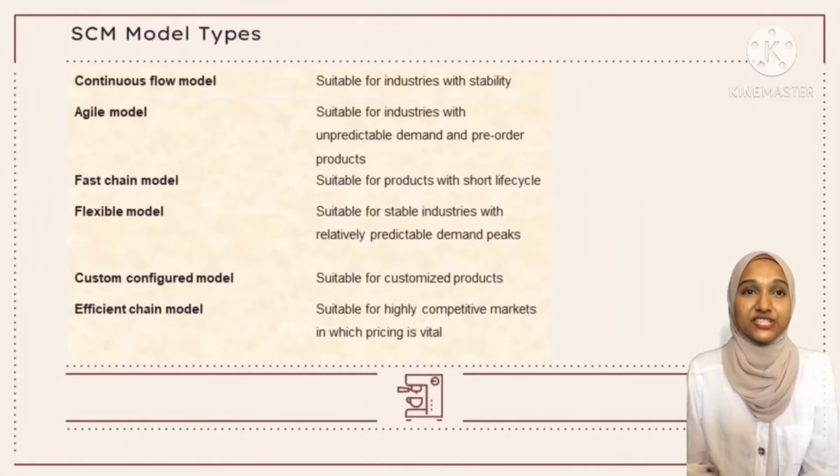The second one is the agile model. It is suitable for industries with unpredictable demand and pre-order products. And then there's the fast chain model, which is suitable for products with short life cycle. There's also the flexible model, which is suitable for stable industries with relatively predictable demand peaks. And then there's the custom configured model, which is suitable for customized products. And lastly, there's the efficient chain model, which is suitable for highly competitive markets in which pricing is vital.